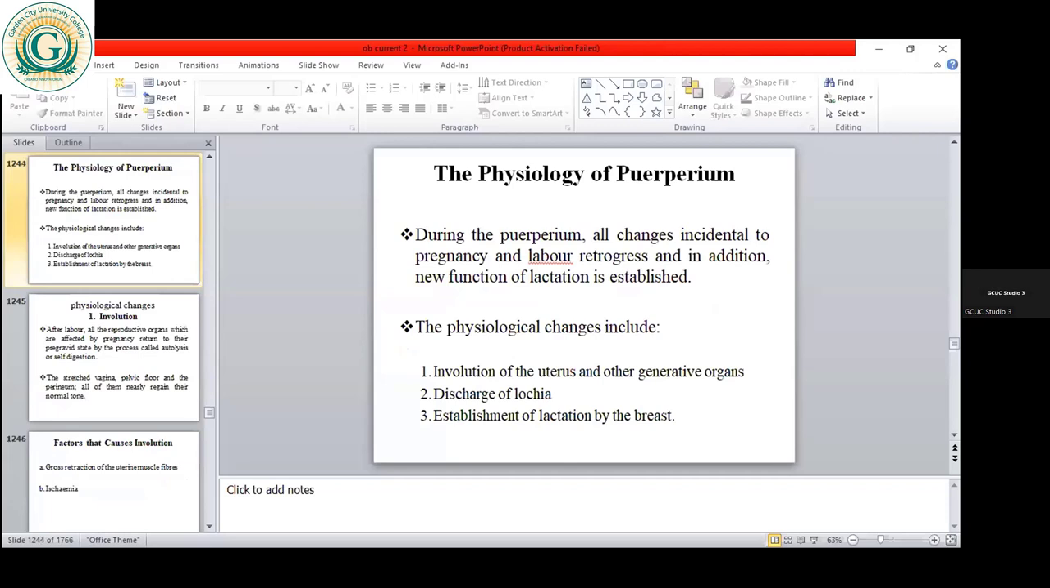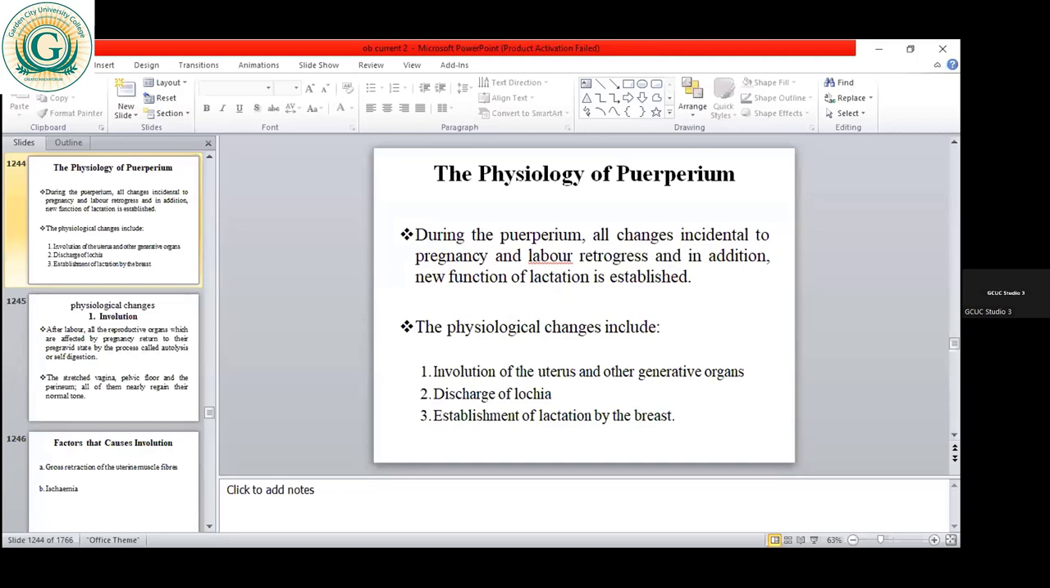There are changes that take place in a woman during this period. The things that have come to the woman during pregnancy have to go away. That will retrogress. But these three things are what is really observed to be a change. First, involution of the uterus and other organs: the uterus and other things that have come into the abdomen go back to the pelvis.